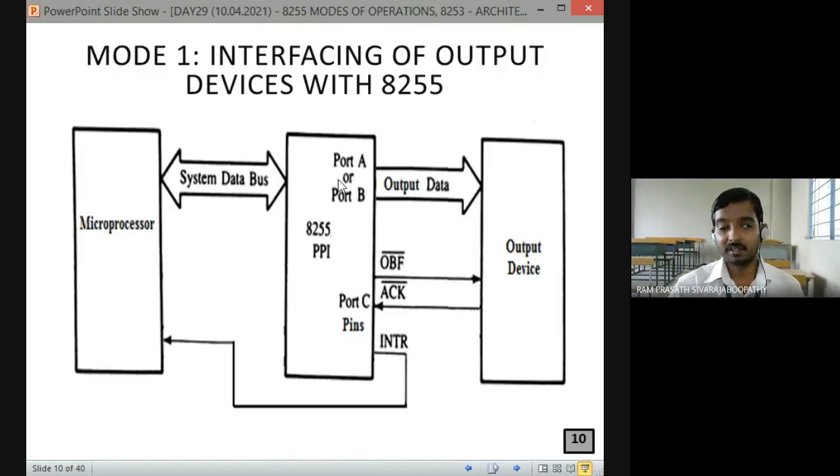CPU oru data va port A la ezhudhina udane, output buffer of port A is going to be full. So it is going to indicate the output device, I am having a data from CPU. Yes? Is it clear? Is it clear?